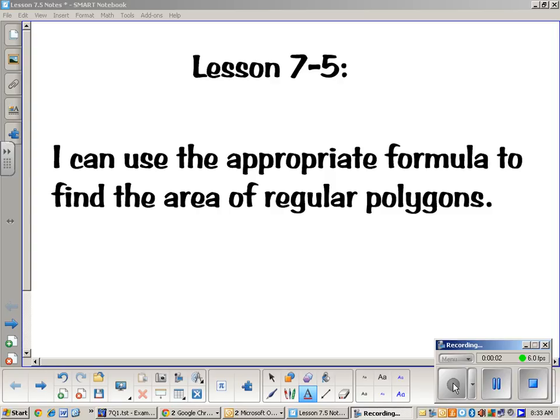You're not finished, it's all right. We're going to run right back over it now for those at home. You can use the appropriate formulas to find the area of a regular polygon.